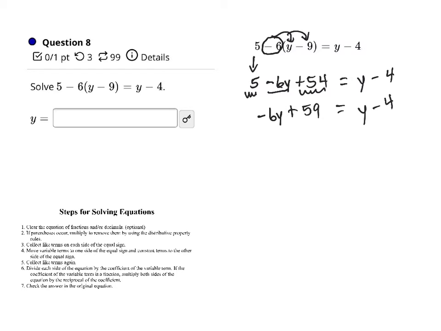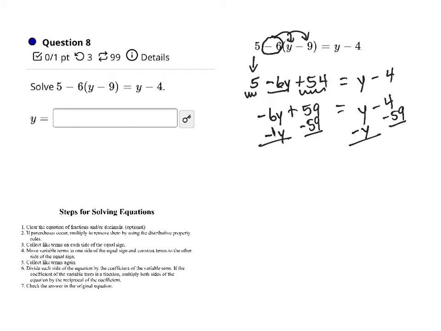So now I want to move my y's to one side and my constant terms to the other. So I'm going to move my y's to the left. That means I will have to subtract this y on both sides, so minus y. And if it helps, put a 1 there. And I want the 59 on the other side, so at the same time, I'm going to subtract 59 from both sides. So I'm kind of doing it at the same time. Not kind of, I am.